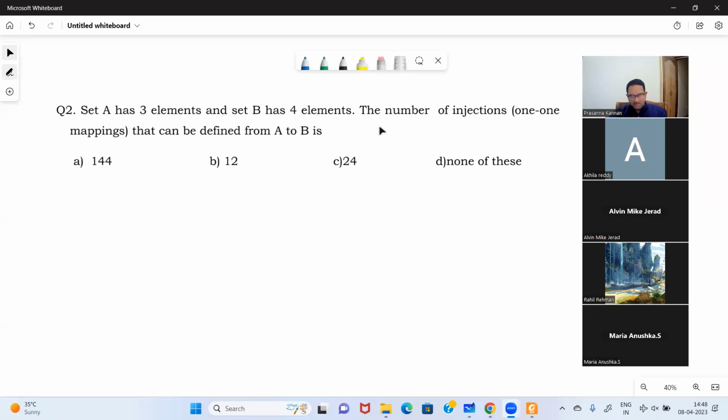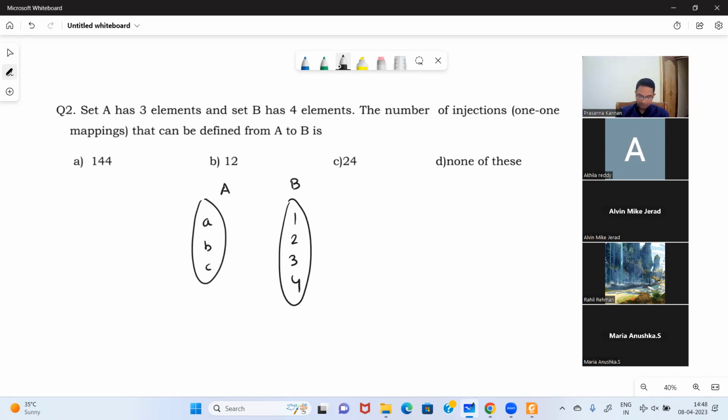How many elements are there in set A? 3 elements. Yes. So set A has 3 elements, let's say A, B, C. Set B has 4 elements, let's say 1, 2, 3, 4. The number of injective functions that you can define from A to B is what we want. Injective functions means one-to-one functions.